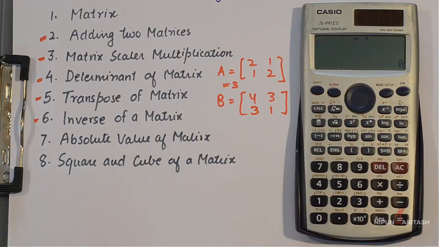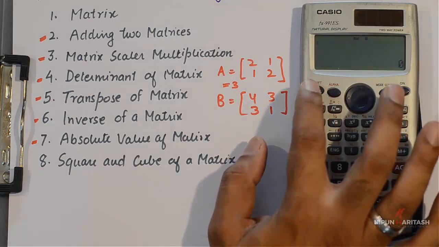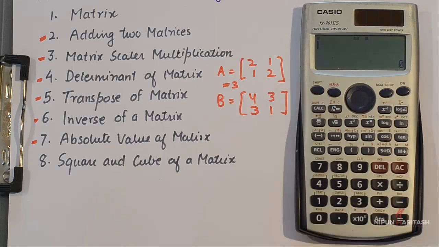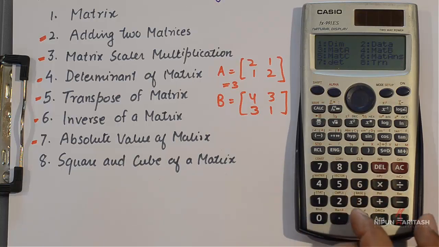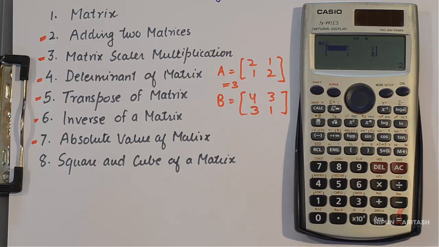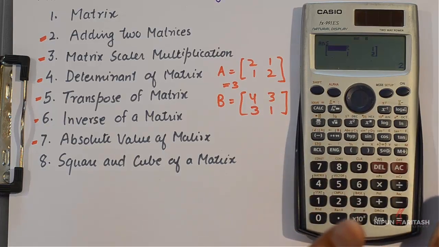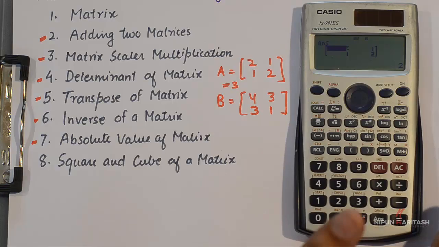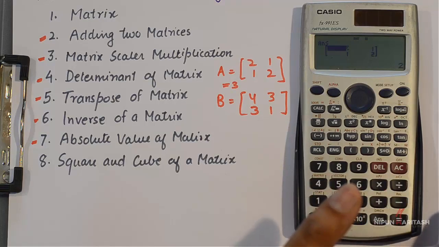And then to find the absolute value of a matrix, we go to shift hyperbola, because the alternate function of hyperbola is absolute. Then select the matrix by going into matrix options, select matrix A, and this is the absolute value of the matrix. We did not specify any negative values in a matrix. If any value in a matrix is negative, it will find its absolute value by negating the negative value.